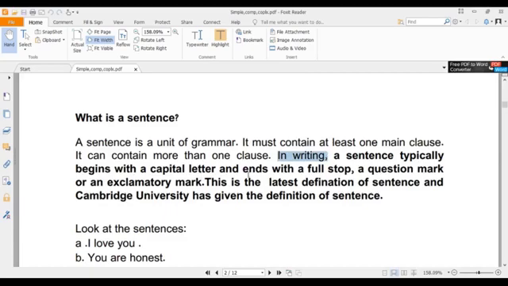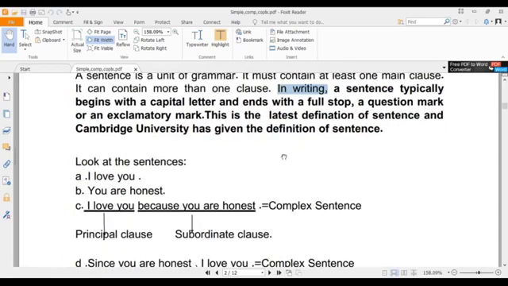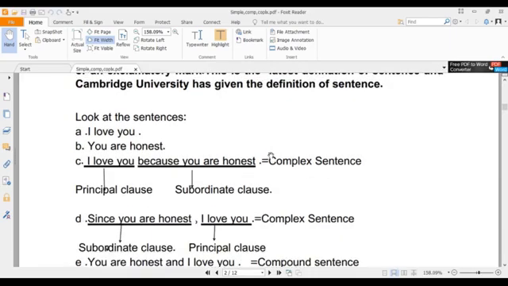A sentence typically begins with a capital letter and ends with a full stop, a question mark, or an exclamatory mark. This is the latest definition of sentence, and Cambridge University has given the definition of sentences. Now, look at the sentences.